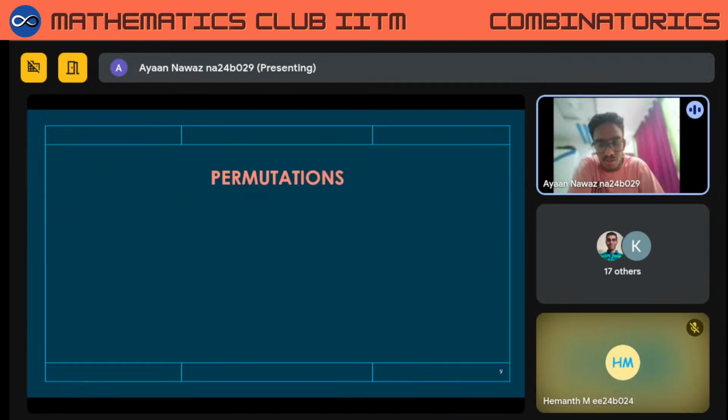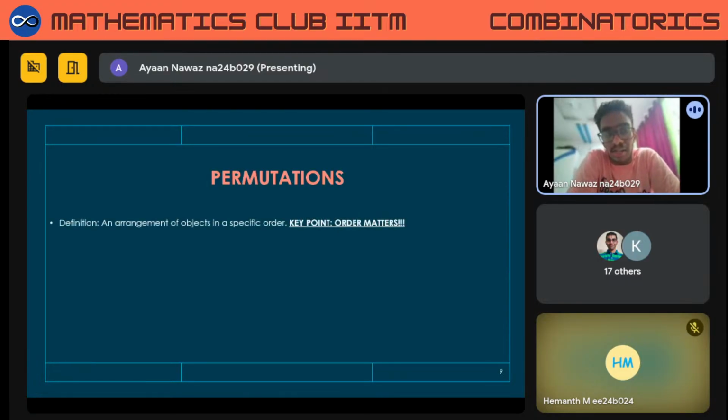Permutations. Okay, so this is the main thing. This is where it starts. So, the definition of permutation is an arrangement of objects in a specific order. So, remember this, order matters, right? Order matters. This is very important. You'll understand later on why.